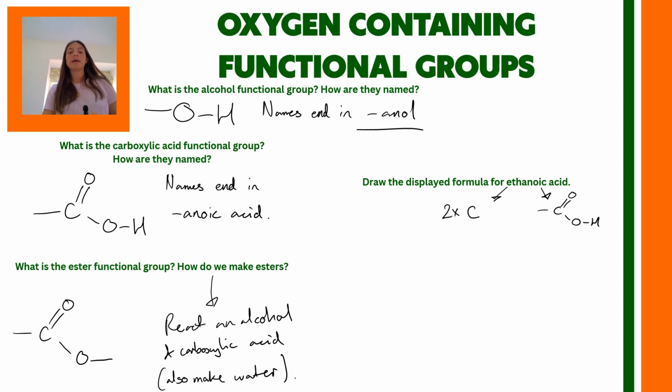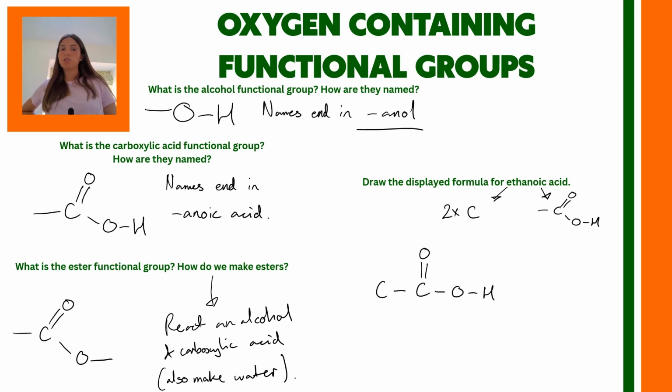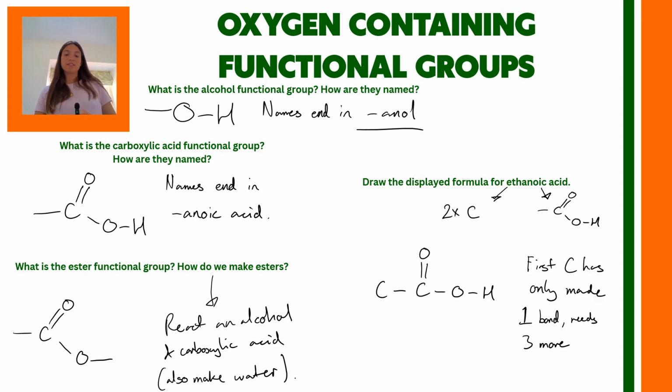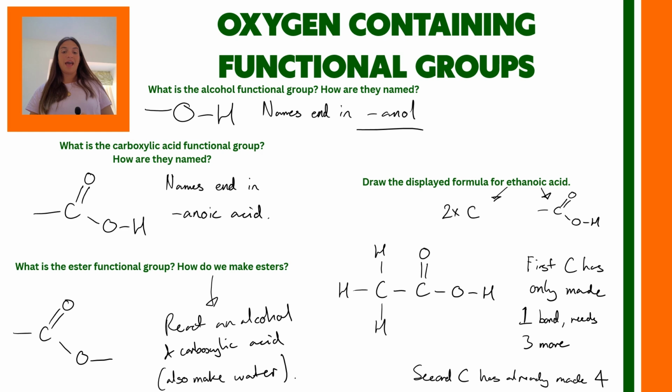So what I'm going to do here is draw in my 2 carbons, and then off one of those carbons I need to include this functional group, and then I need to check the bonding. So the first C has only made 1 bond, so it needs 3 more. So these are where my hydrogens are coming in now. The second C has already made 1, 2, 3, 4 bonds, so it doesn't have any more, and it's all done.